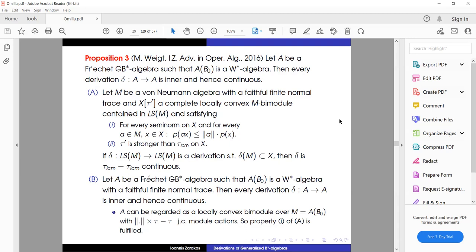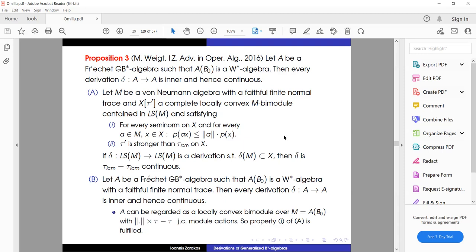So here we have a Fréchet. Again, the Fréchet, as you see, is quite crucial, and it comes together in the results that we have described so far. For a Fréchet JB*-algebra A, not a W*-algebra, every derivation of such an algebra is inner. We were able to show that. And of course, since it is inner, it would also be continuous, coming from the continuity of the multiplication.